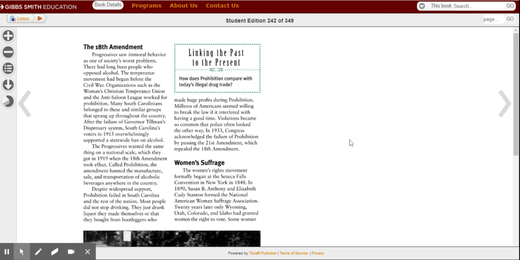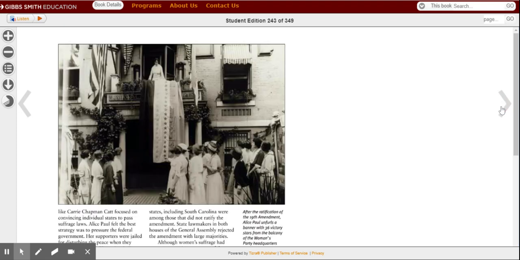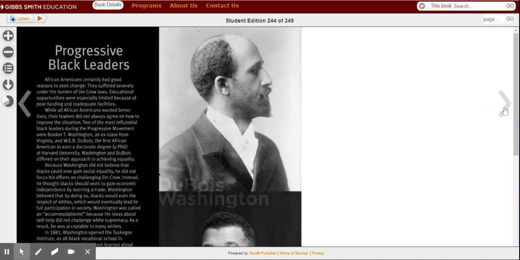Women's suffrage: Seneca Falls Convention in New York in 1848, and Susan B. Anthony and Elizabeth Cady Stanton. These women really were promoting women's suffrage long before, and it finally came to the South at the turn of the century. And you see women began to enjoy more rights, although not really completely until the middle of the 20th century, truthfully.